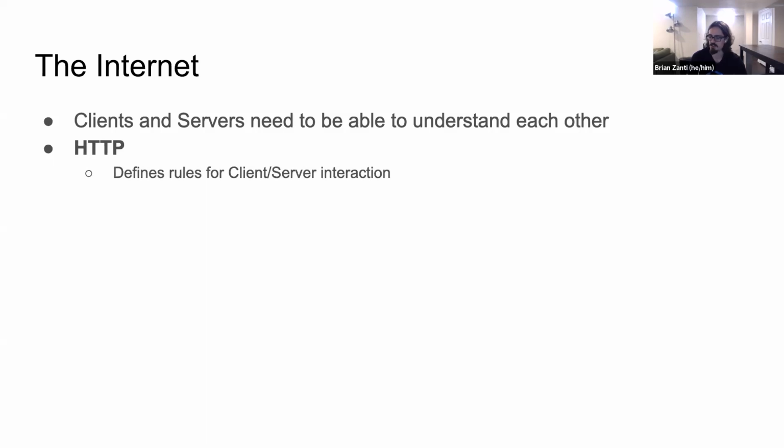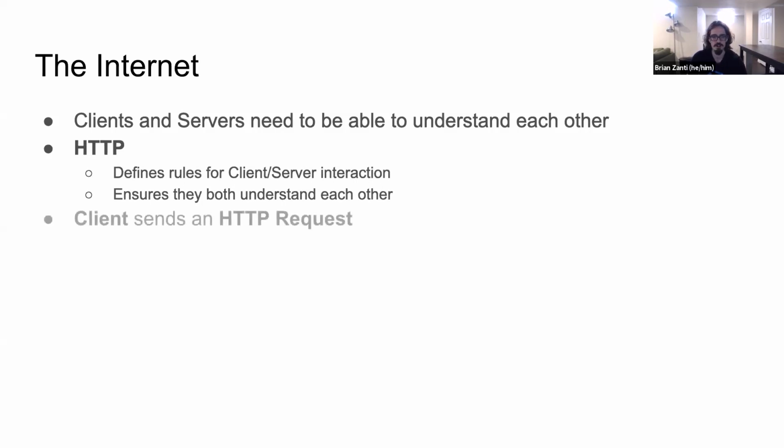So HTTP is rules for clients and server interaction. The HTTP rules might say, well, the client needs to specify this information for the server to be able to understand what they want. So by adhering to these rules, we can ensure that clients and servers can understand each other. There's two main parts to HTTP. The first part is what the client does. Remember, a client is asking for information, so they're going to send an HTTP request, and a server is going to send an HTTP response.